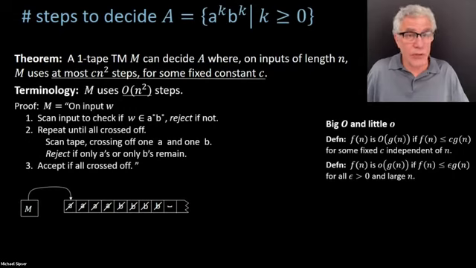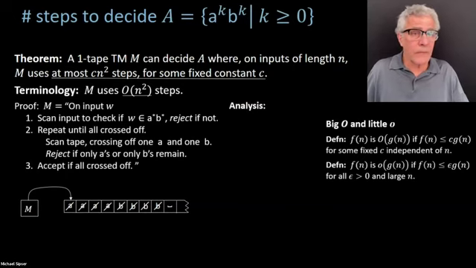I'm not showing the motion of the head, but imagine the head scanning back and forth, crossing off these A's and B's, one A and one B on each pass, until they're all crossed off, and then it accepts. Unless, of course, it runs out of A's or B's before the other type, and then it rejects.